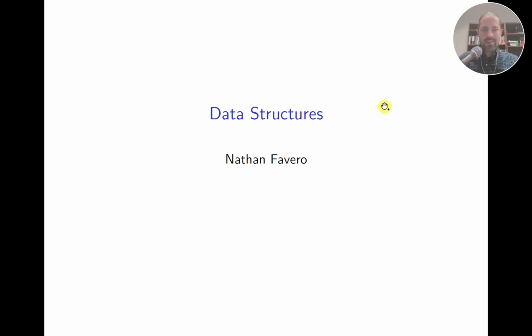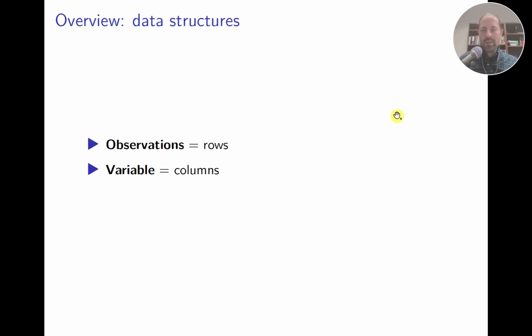Let's talk about data structures. So, to begin with, we have a distinction between observations and variables. To oversimplify a bit, observations are rows in a spreadsheet and variables are columns.